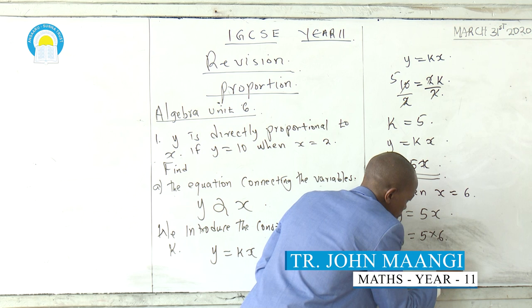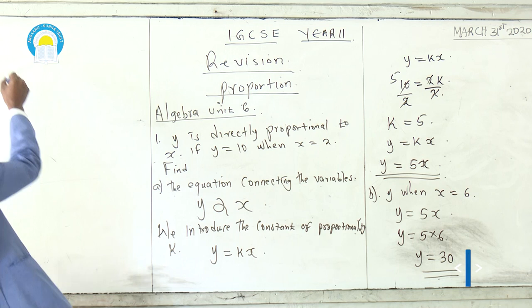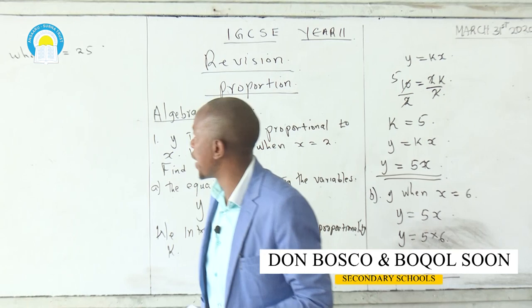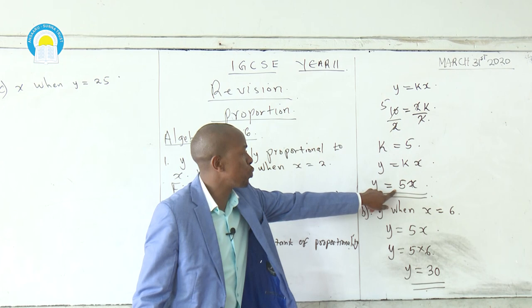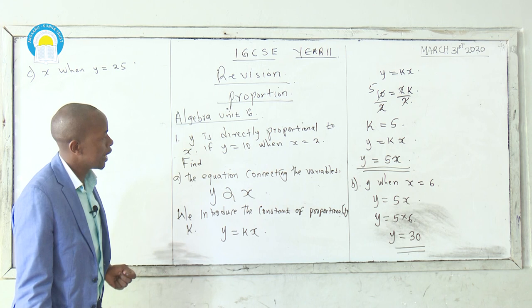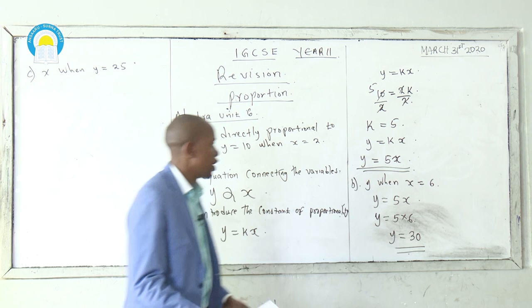Lastly, we are supposed to find x when y is equal to 25. We started by finding the equation, and this is what will lead you to finding the values of x and y. That's why we started by finding the constant of proportionality, constant k. Once we have it, we replace it so that we can find the equation, which is y is equal to 5x. That is what we also use here.